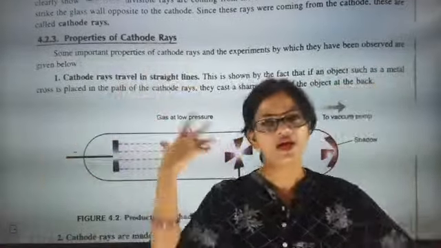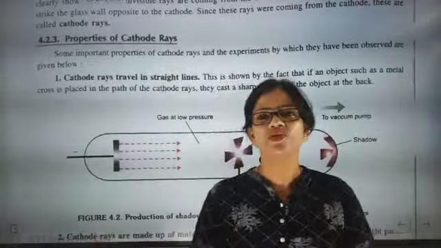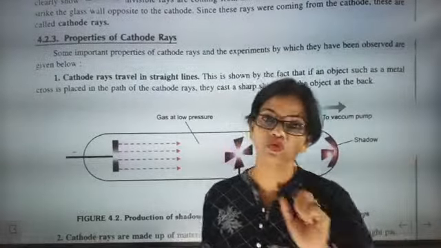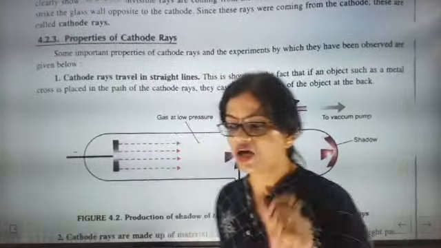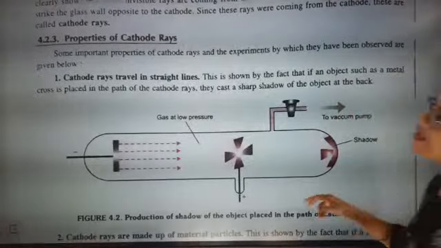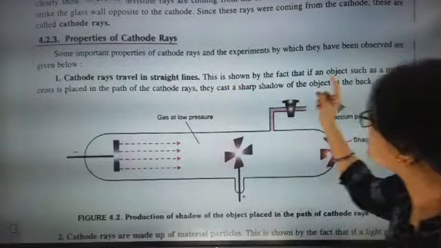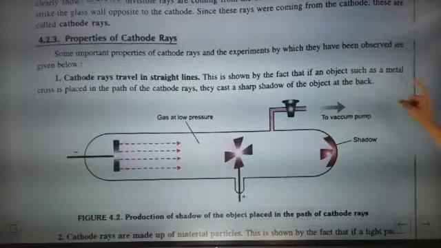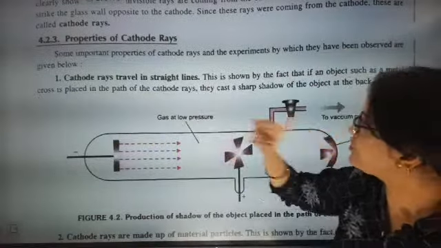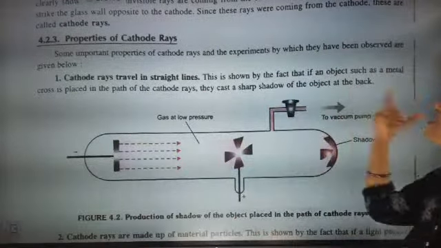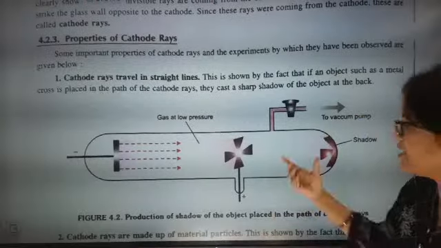They may be moving here and there. How to say specifically that these rays are moving in a straight line? This is shown by the fact that if an object such as a metal cross is placed in the path of the cathode rays, they cast a sharp shadow of the object at the back.